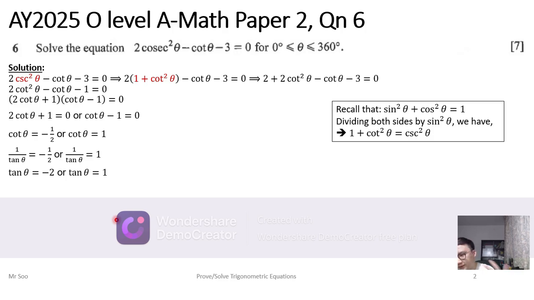It's like the tutorial exercise. Find the reference angle for tangent theta equals minus 2 as well as tangent theta equals 1. For tangent theta equals 1, the reference angle is easy: inverse tangent 1, which is 45 degrees.